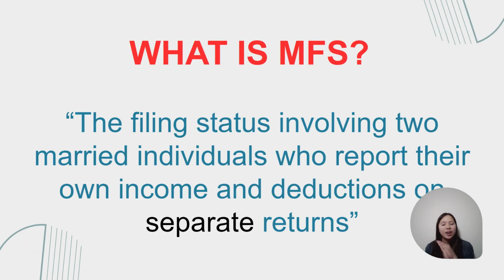And finally, our worst tax status is the married filing separately filing status. This status involves two married individuals who report their own income and deductions on separate returns, meaning they are married in the eyes of the law, they have a marriage certificate, they just choose to file two separate tax returns, not the joint one where everything's combined and everything's tied to each other.